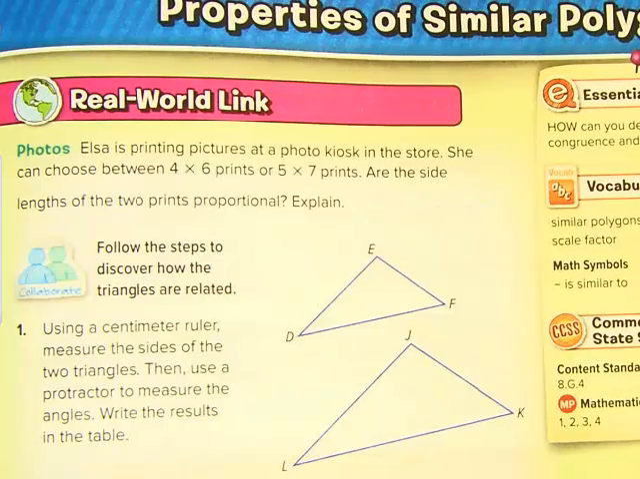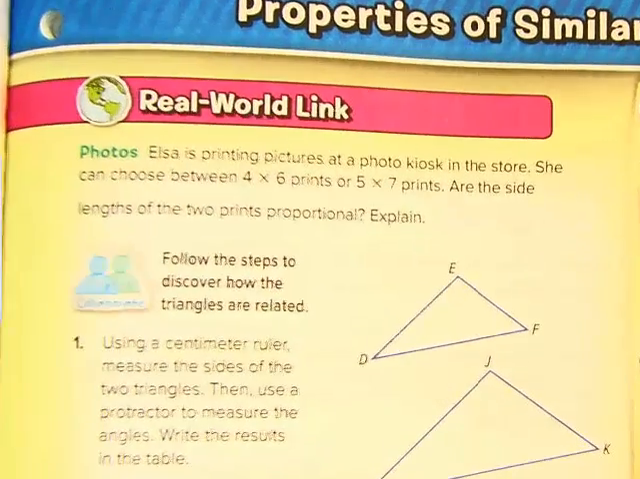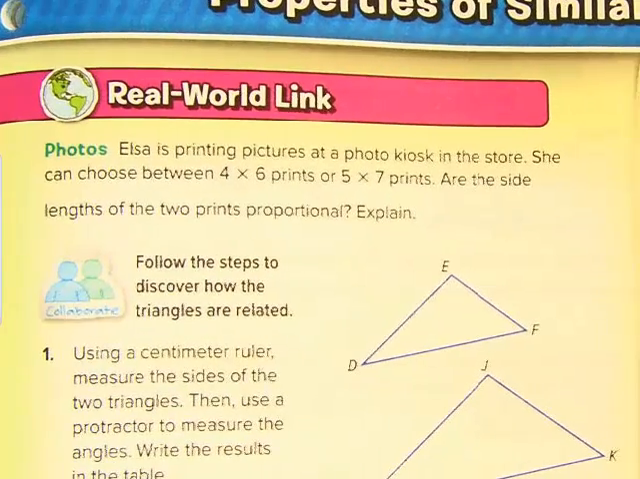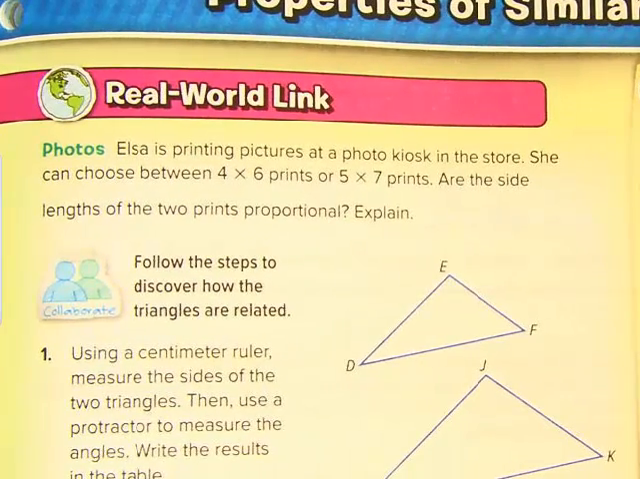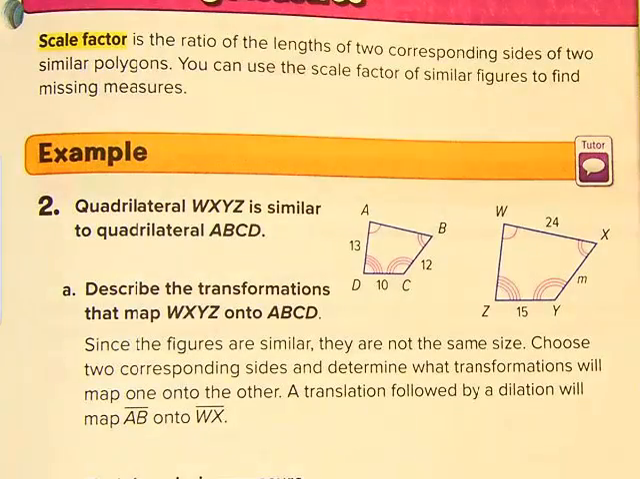Open up your books, turn it to page 545. Right here, page 545. It says Properties of Similar Polygons, Lesson 4. And actually, this entire front page here, I don't really like, so let's speed things up and turn the page. All right, here we go.